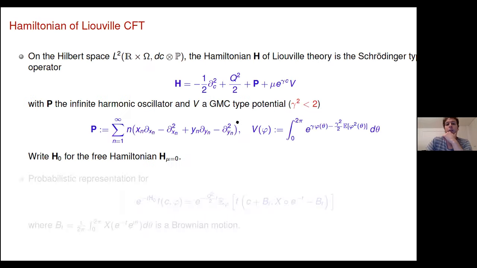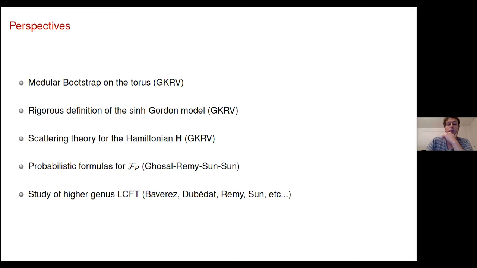Okay, I don't have time to go into the details of all these things, and I'm just going to conclude with a few perspectives. We were able to prove the conformal bootstrap on the Riemann sphere, and now we're working on the modular bootstrap on the torus. We expect the same kind of ideas to come into play. And there are lots of other things going on around this Liouville conformal field theory by ourselves, but also by people like Guillarmou, Rémy, Sanson, Julien Dubédat, Guillaume Baverez. They're also working on higher genus generalizations of what we're doing, as far as I know. I'm going to finish with this slide. Thank you.